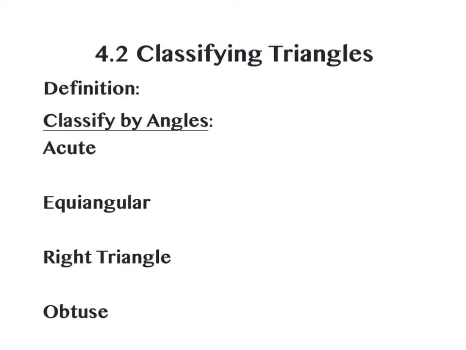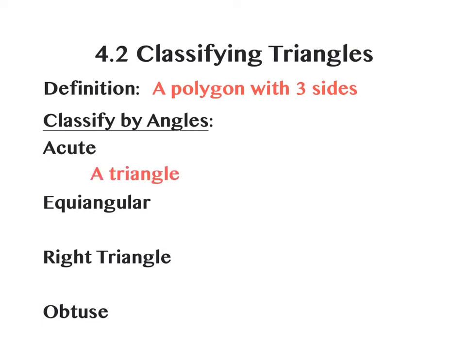So we start a new unit today on classifying triangles and triangle congruence, and the first section is on classifying them. Most of this should be review, so let's just get to it. Let's just remember that the definition of a triangle is a polygon with 3 sides. An acute triangle is a triangle with 3 acute angles.